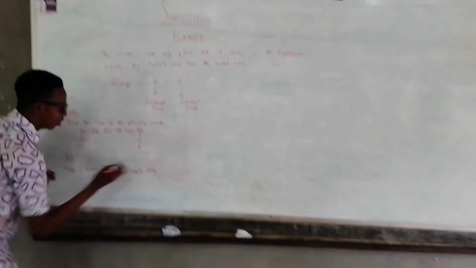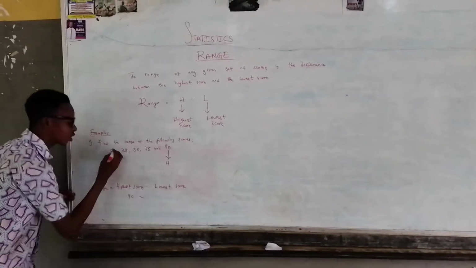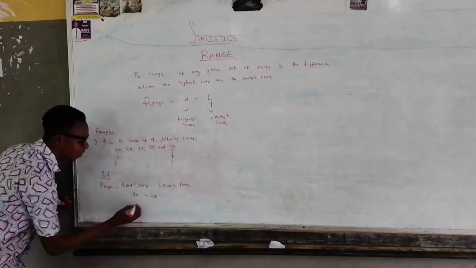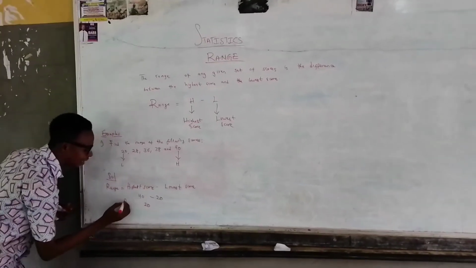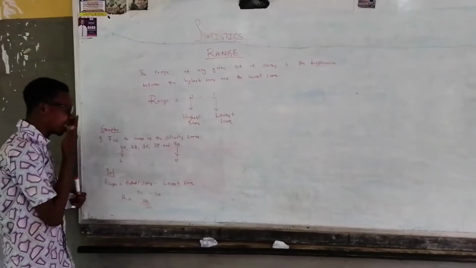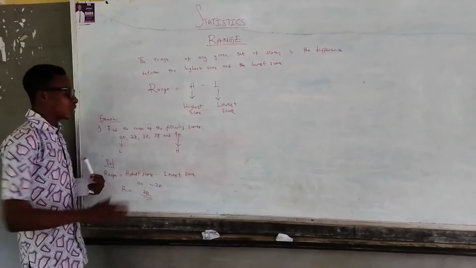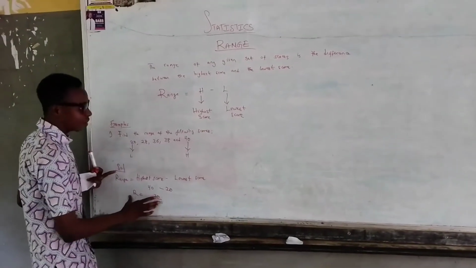The highest score here is 40 minus the lowest score, which is 20. So 40 minus 20 is 20. So your range is 20. The distance between 20 and 40 is 20. That is it. That is the range.